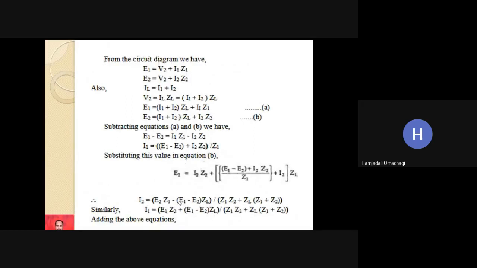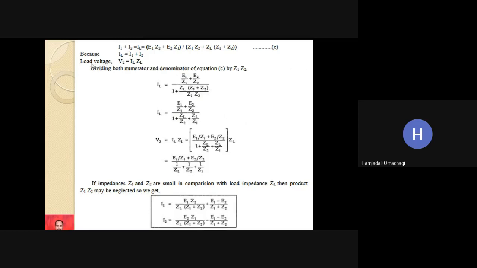If you add these two terms, then the terms having a similar magnitude and opposite sign get cancelled with each other, and the only remaining thing will be IL is equal to E1 into Z2 plus E2 into Z1, whole divided by Z1 Z2 plus ZL into Z1 plus Z2. So this is the expression for IL, the expression for the total load current, which is the sum of I1 plus I2.